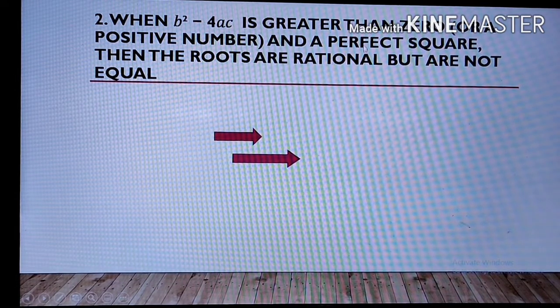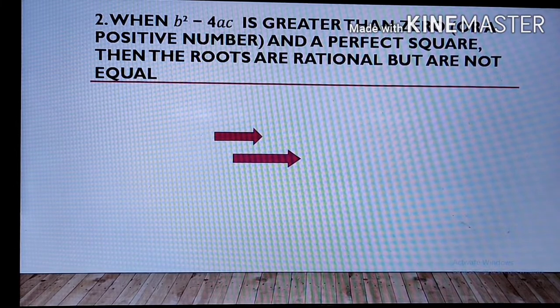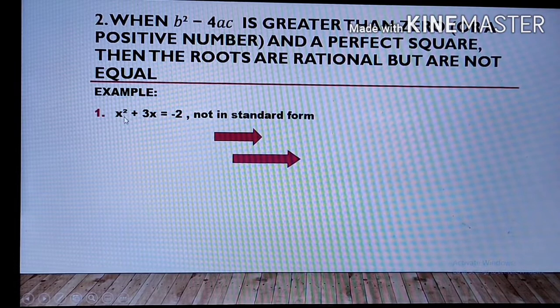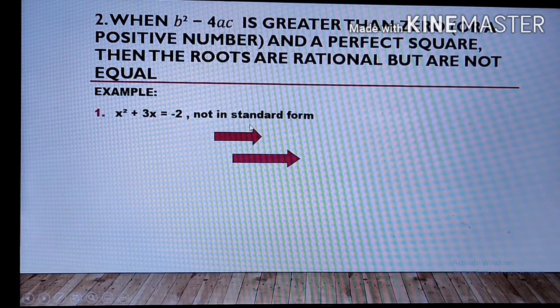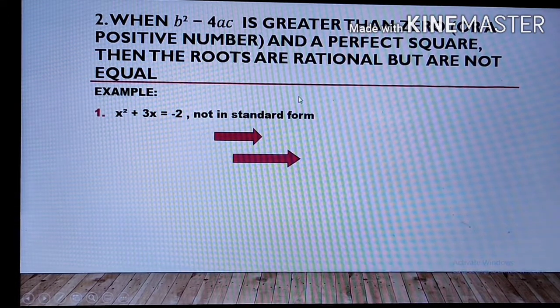So, if ang value daw is greater than 0 or positive number niya, perfect square, then the roots are rational but are not equal. So, rational but hindi equal. So, I have here an example. Example number 1. X squared plus 3x is equal to negative 2. So, as you can see, hindi pa siya naka-standard form, diba? Kasi ang standard form, ax squared plus bx plus c. So, ang next natin gagawin, iti-transform muna natin siya to standard form.